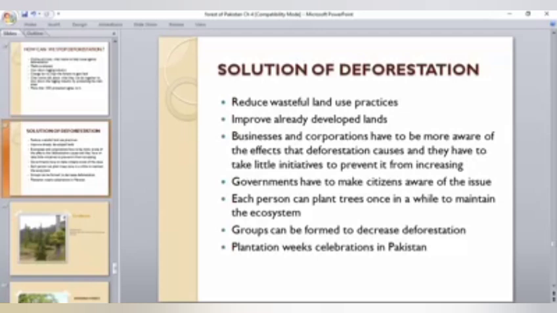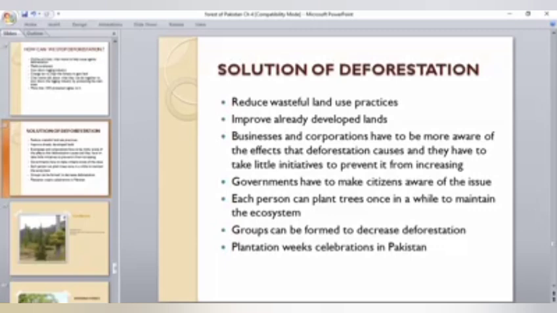Solution of deforestation: reduce wasteful land use practice, means the land which is useless needs to be used for construction purposes. Improve already developed lands, already developed areas must be improved more. Businesses and corporations have to be made more aware of the effects that deforestation causes, and they have to take a little initiative to prevent it from increasing.